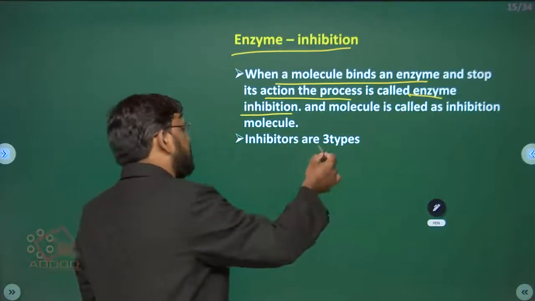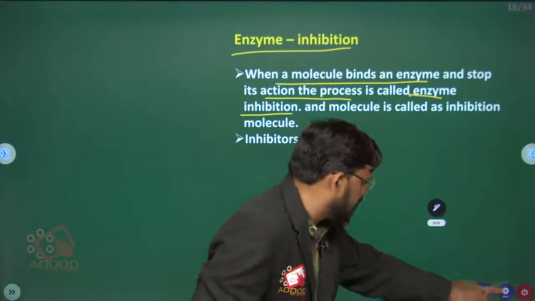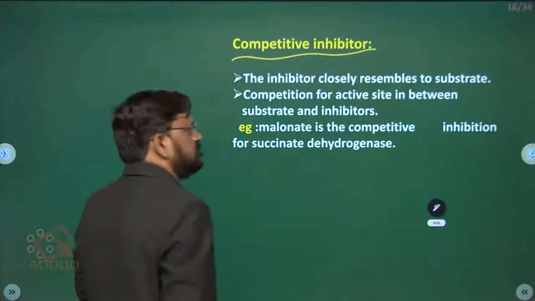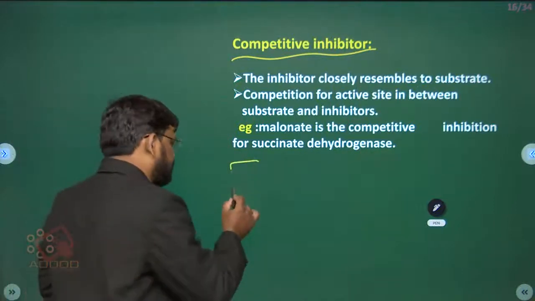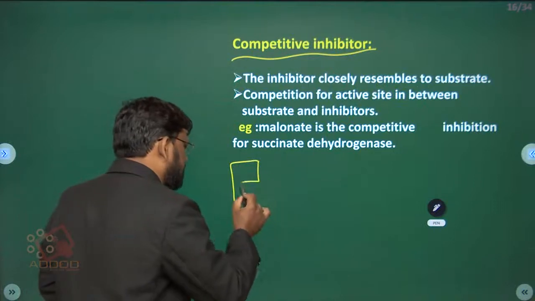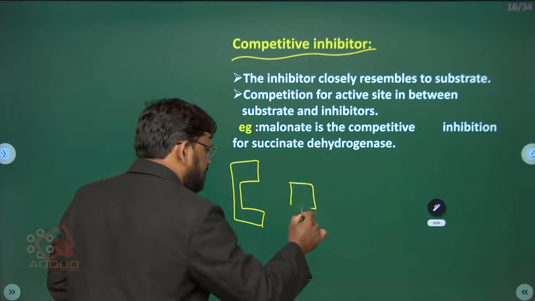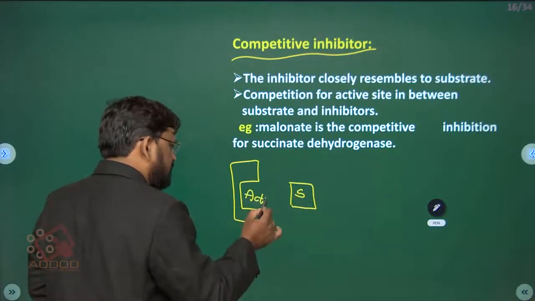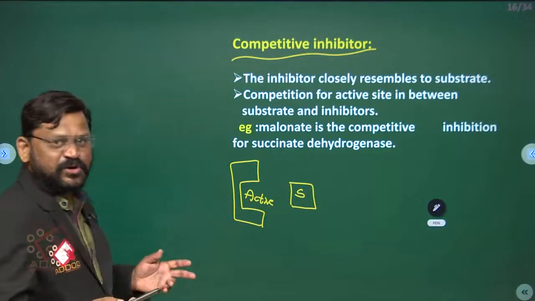These inhibitors are of three types. Let us see what are the three types of inhibitors. One is the competitive inhibitor. See here, this is the enzyme, this is the substrate, this is the active site. So the substrate should bind with the active site, then they convert into products.